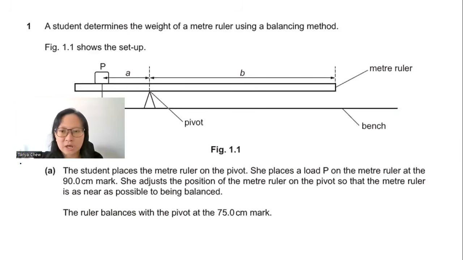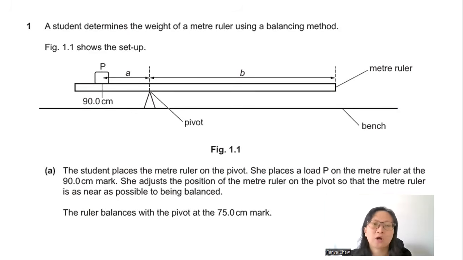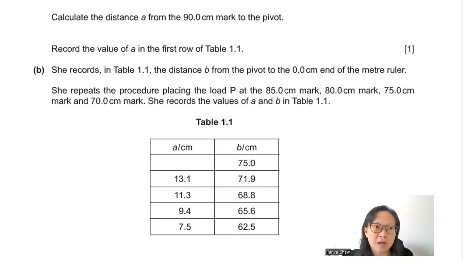First question. A student determines the weight of a meter ruler using a balancing method. Fig 1.1 shows the setup. A. The student places the meter ruler on the pivot. She places a load, P, on the meter ruler at 90 cm mark. She adjusts the position of the meter ruler on the pivot so that the meter ruler is as near as possible to being balanced. The ruler balances with the pivot at the 75 cm mark.